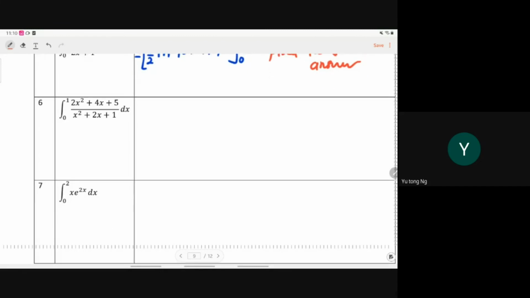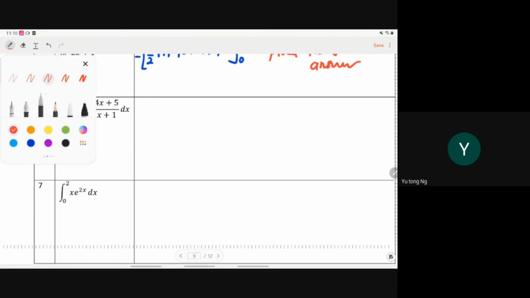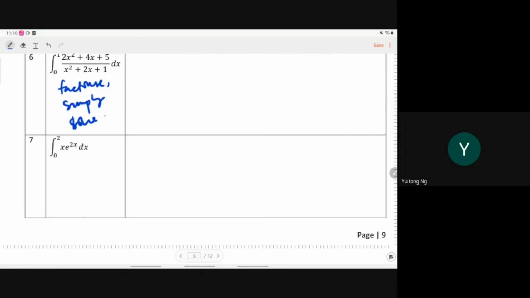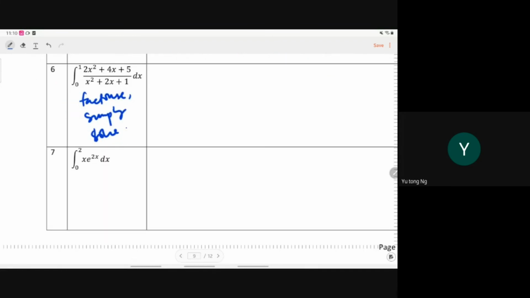Okay, so yang ni pun boleh. Yang ni kita akan gunakan mula factorizing. Okay, so first you have to factorize this one. Factorize, simplify, and solve. Okay, cuba juga. So yang ni, okay, cuma yang ni equation dia you kena do integration by part.